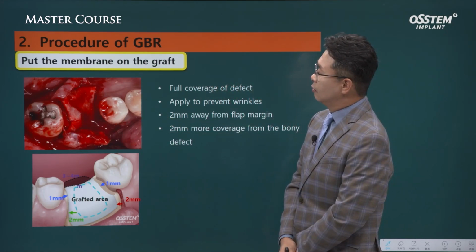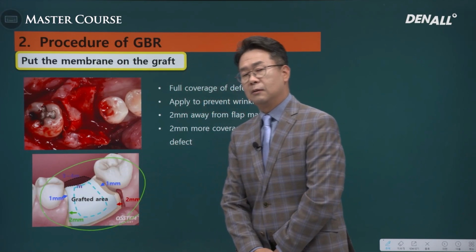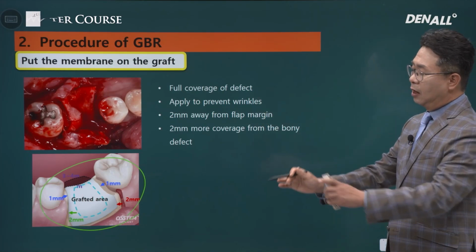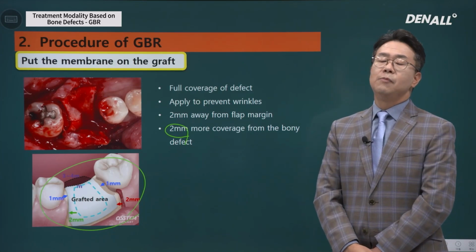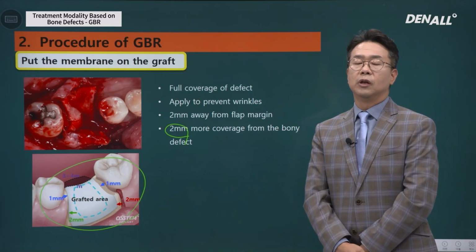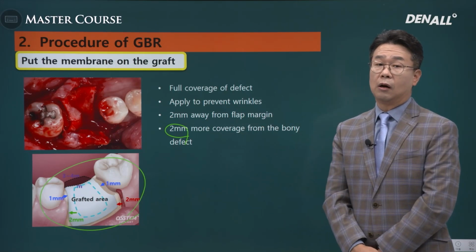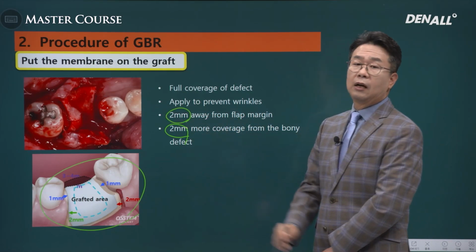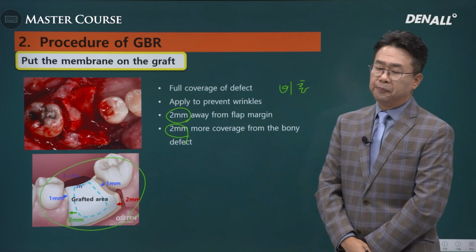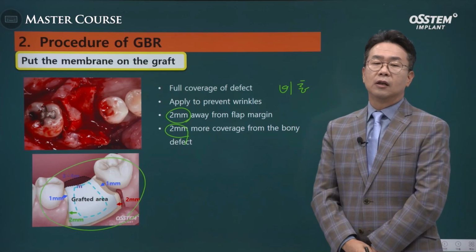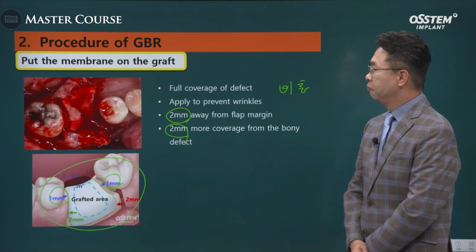In general, on the graft material, membrane is applied and you need to abide by this principle shown in this image. Bone graft material should be added 1 to 2 millimeter more on the bony defect. The more you apply, it's actually better. You need to cover the defect area widely. It needs to be 2 millimeters away from the flap margin, and this is when we're talking about non-resorbable membrane. As for 1 millimeter, it's for resorbable membrane.